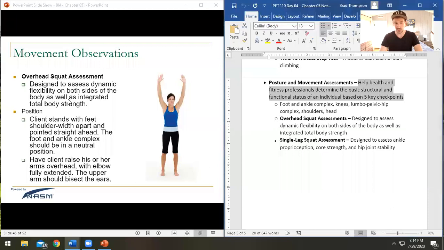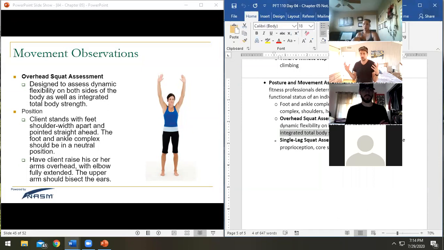So luckily, there is one assessment in particular, the overhead squat assessment, that is great at assessing all of that almost at once. It's designed to assess your dynamic flexibility, meaning your flexibility under movement, on both sides of the body, as well as underactive muscles, right? So it's also measuring your strength. Sometimes it's overactive muscles that are tight, that are pulling us in one direction, but a lot of times it's also weak muscles that are letting that pull happen.